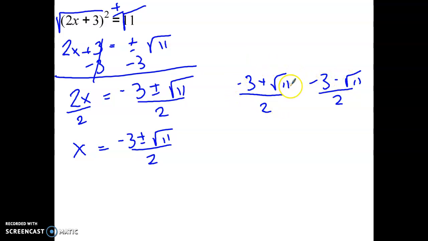And if I were to put this one in my calculator, I would get a decimal number. And if I were to put this one in my calculator, I would get a decimal number. And so both of those are real numbers. They're irrational because square root of 11 is not a perfect square, but they're both real so that if I graphed them, I would have an intersection point. This would be the x value of one of them. This would be the x value of another one. It would just give me decimal numbers instead of integers.